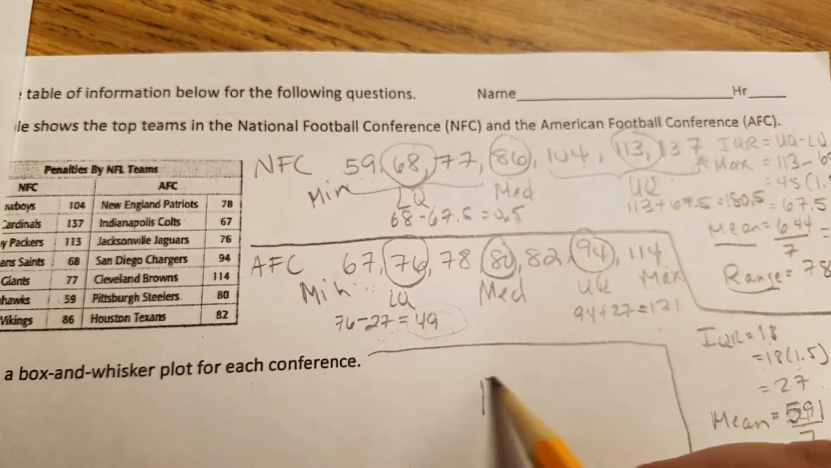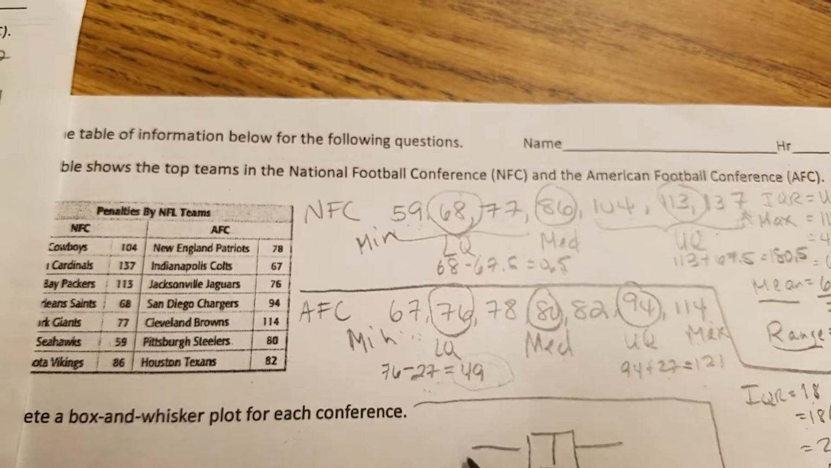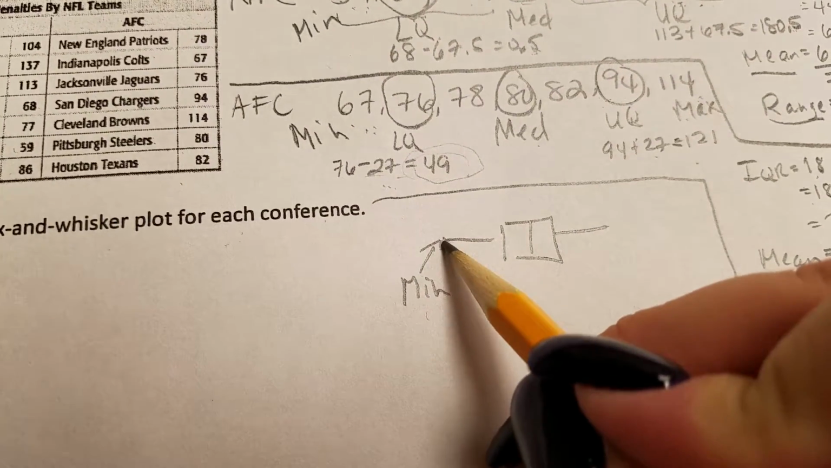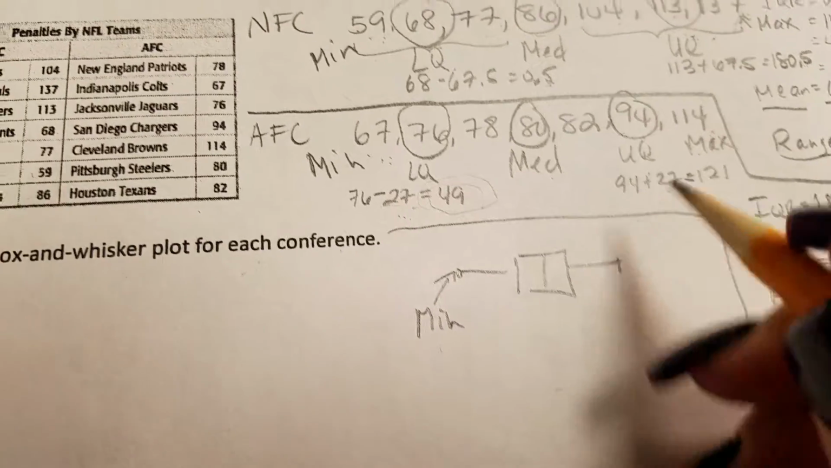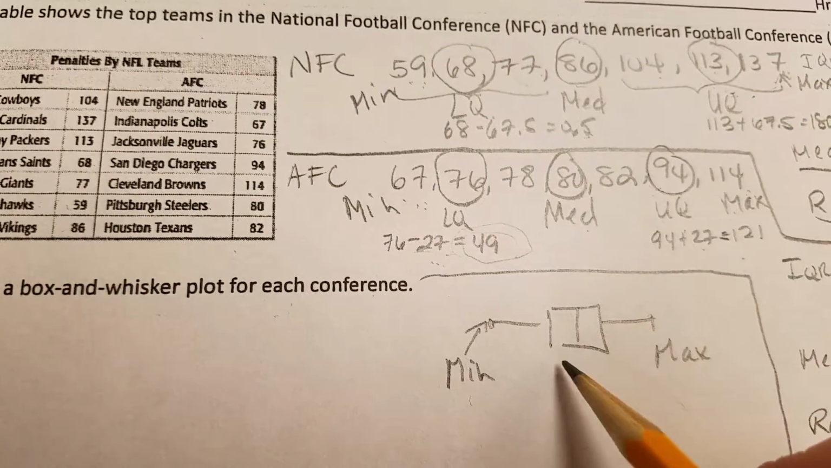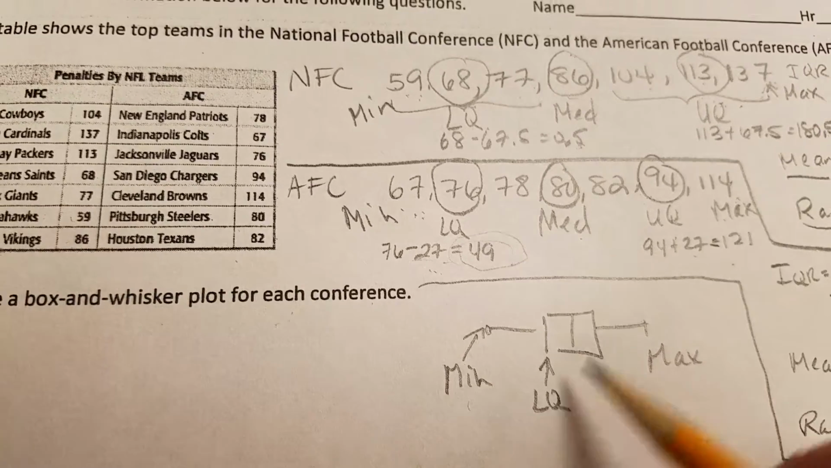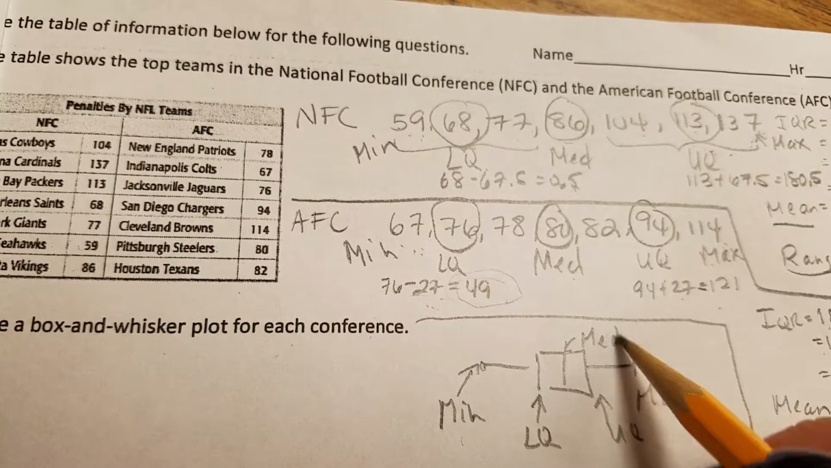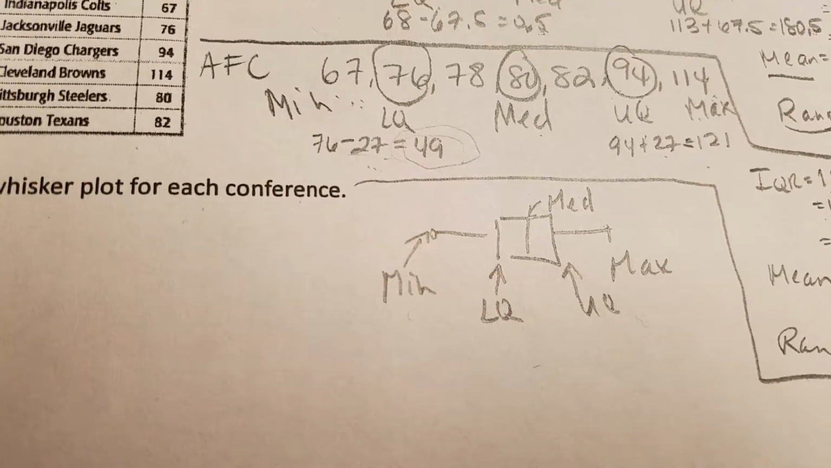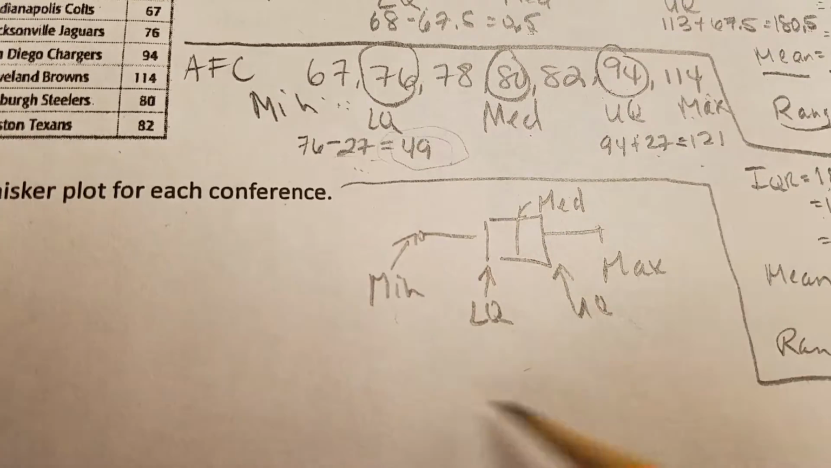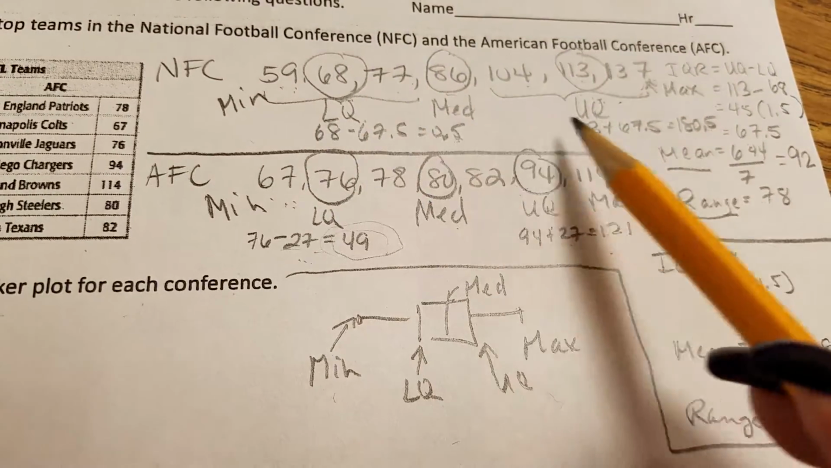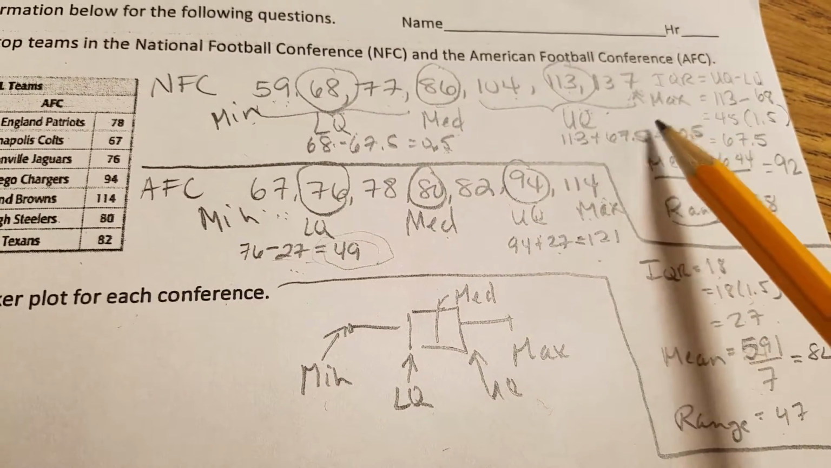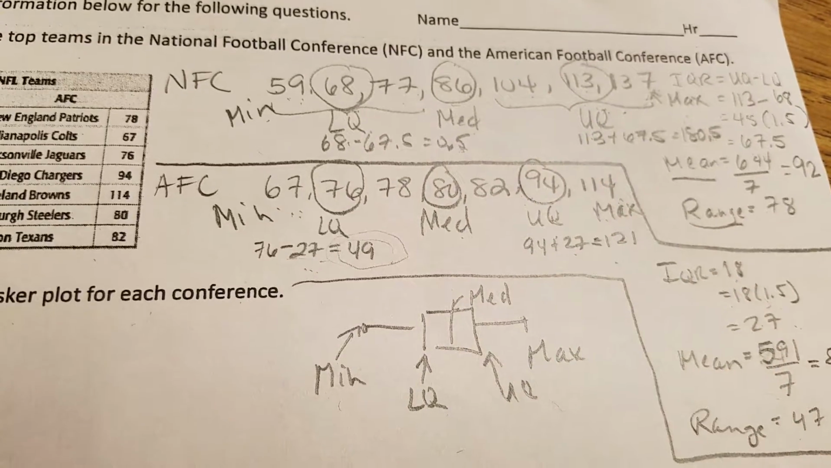Now please remember, a box and whisker plot is created by the minimum. Here is your whisker. That's the minimum value. This is your maximum value. This is your lower quartile. That is your upper quartile. And that bar in the middle is our median. So these are the things that you need to do a box and whisker plot, and we have all of those things right up here. We have our minimum, lower quartile, median, upper quartile, and our maximum for both of these.